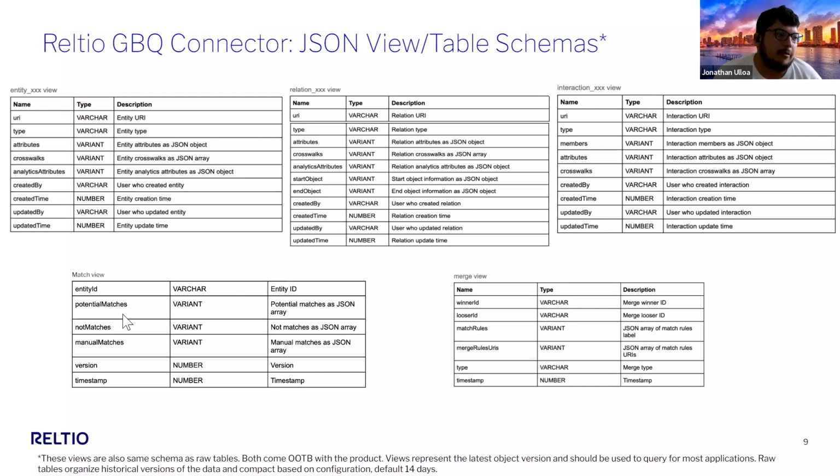And then from a match perspective, this is what a lot of people are interested in with this use case: the match and merge aspect of it. You get potential matches, you get what's not a match, and you get manual matches. You get the latest version of these considerations, the rules associated with that, and the timestamp of when a potential match occurred, right? So this today in the Reltio platform, it is available, right?